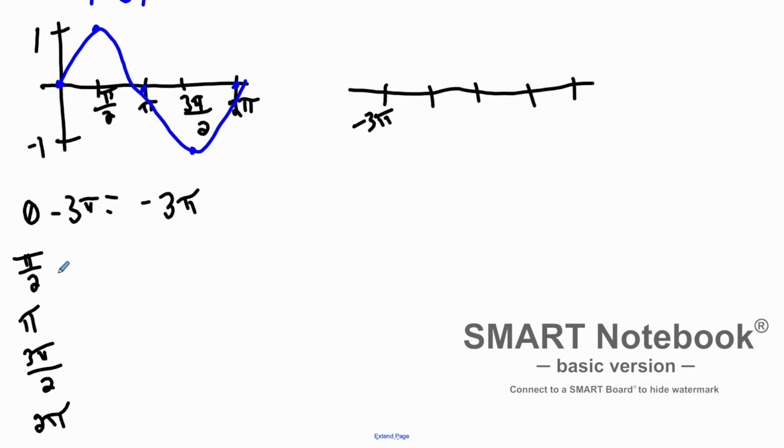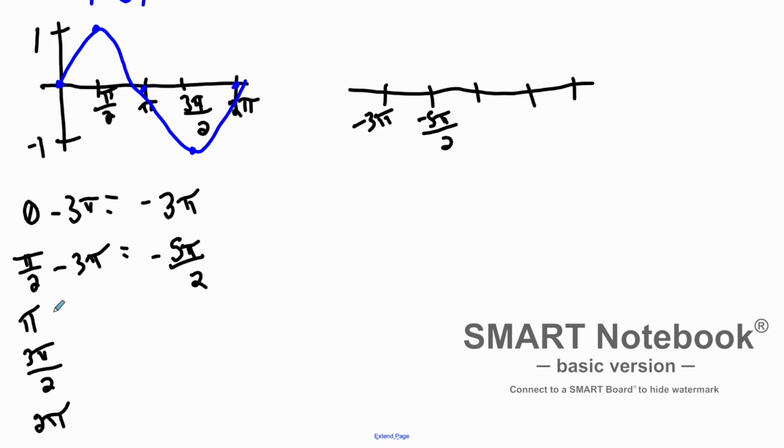Next up, we got pi over 2. So we're going to do pi over 2 minus 3 pi. And again, remember, if you're not doing okay with these, just use your calculator. Just do 1/2 minus 3. Depending on how your calculator gives you the answer, it may give it to you as a decimal, like -2.5. But we want to change that to -5 pi over 2. So there's our next point at -5 pi over 2.